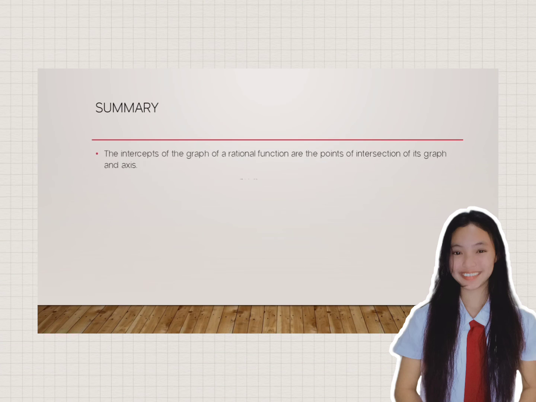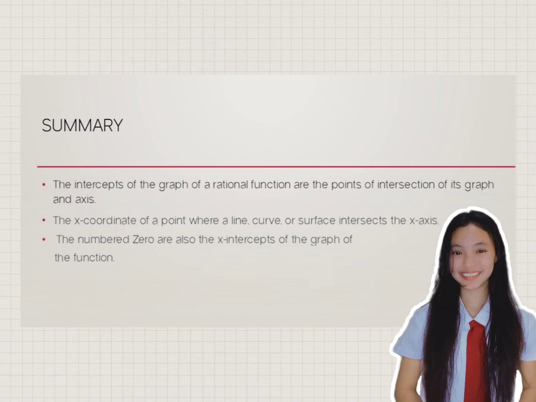To summarize all of that, the intercepts of the graph of a rational function are the points of intersection of its graph and axis. And the x-coordinate of a point where a line, curve, or surface intersects the x-axis. Lastly, the zeros are also the x-intercepts of the graph of the function.